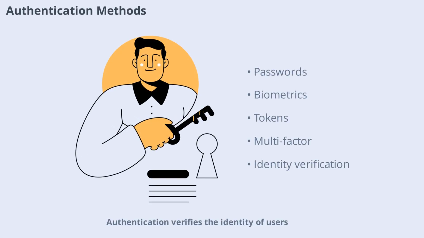Authentication verifies the identity of users before granting access to systems or data. Common methods include passwords, PINs, biometrics like fingerprints, and security tokens. Multi-factor authentication combines two or more methods for added security. Strong authentication prevents unauthorized access and is a cornerstone of effective information security.